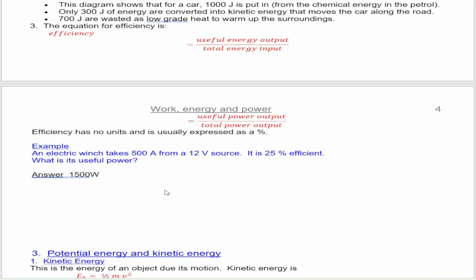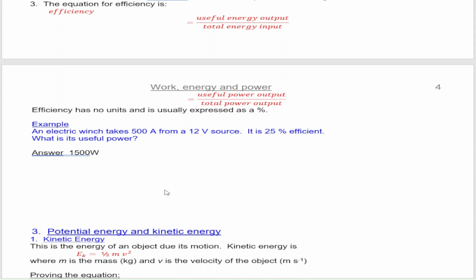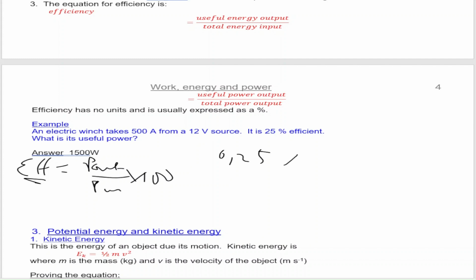Now, this is in terms of power, so you need to write down the formula first. Efficiency is equal to the useful power output over the power input, times 100. In this case, you have been given the efficiency, so 0.25 is equal to the power output, which we want to find, over the input power, which is 500 times 12. Remember, power is equal to voltage times current. To make the power output the subject of the formula, you just multiply all those. So it's going to give you 500 times 12 multiplied by 0.25. That's 6000 times 0.25, which gives 1500 watts.